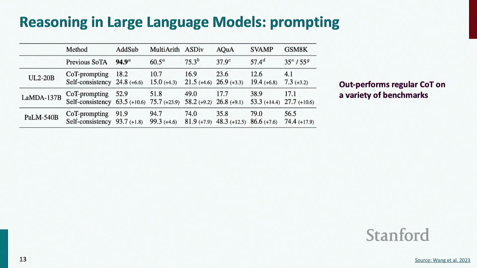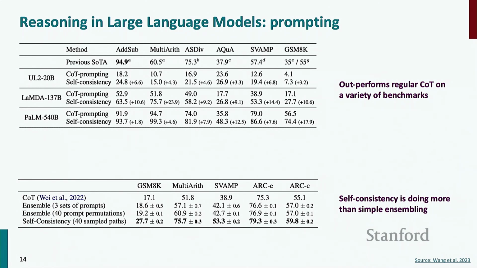And the authors of self-consistency find that on a variety of mathematical reasoning tasks, if you add this simple idea of self-consistency, where you sample multiple times and do majority voting, that improves performance pretty drastically over standard chain of thought.